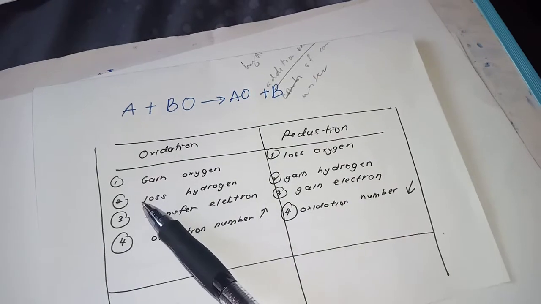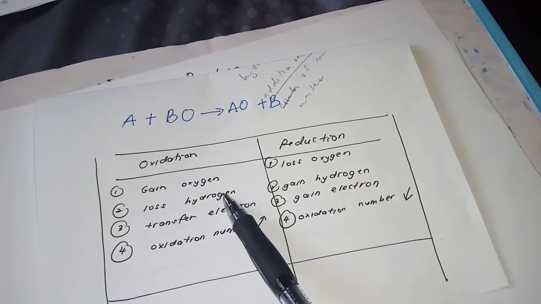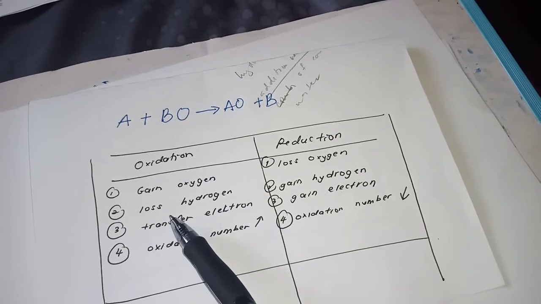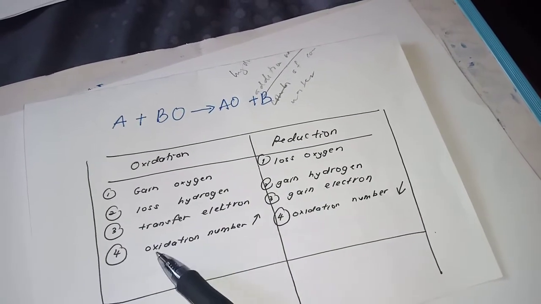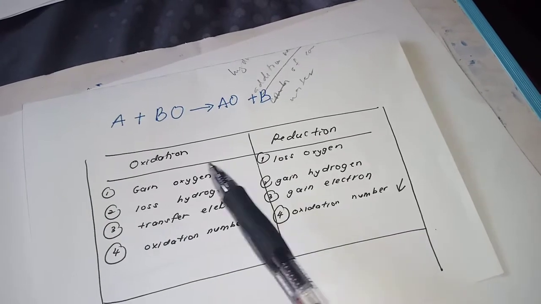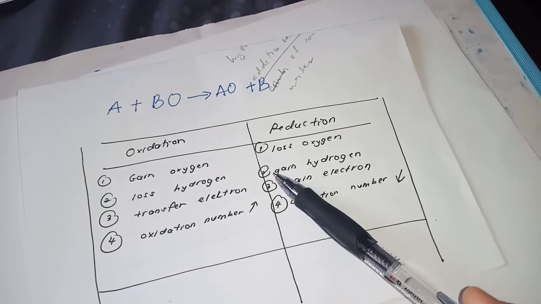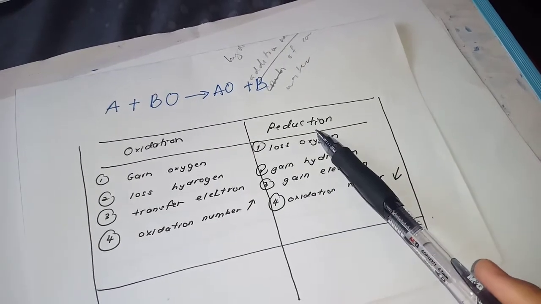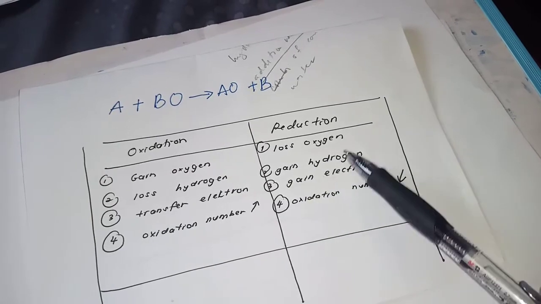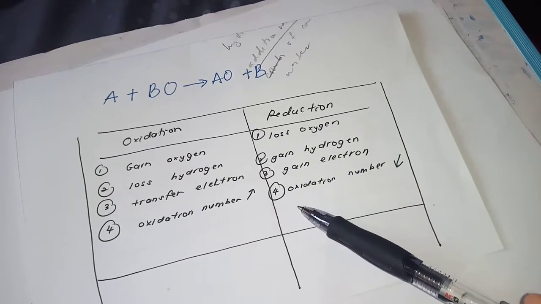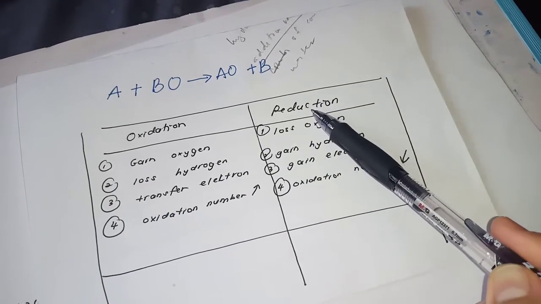And then the rest you have to remember. For oxidation: loss of hydrogen, number 3, transfer of electron, and number 4, oxidation number increase. And then for reduction: number 2, gain of hydrogen; gain of electron; and oxidation number decrease. So there is reduction also.